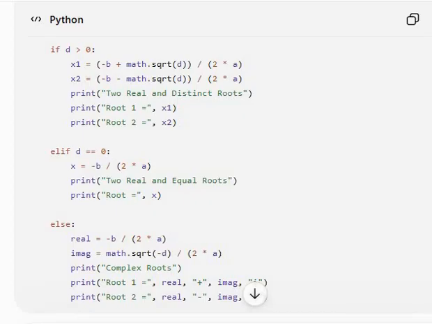Otherwise, else means if not greater than 0 and not equal to 0, it must be less than 0. If it is less than 0, then what we are doing here, it is complex roots. Either you can simply put a message complex roots, or you can calculate real and imaginary part.